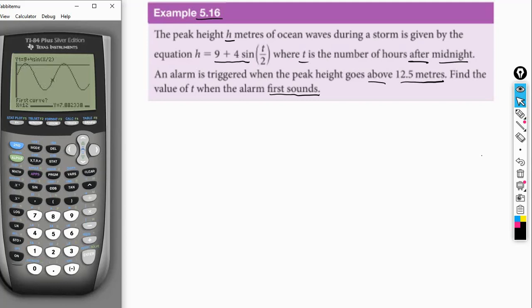So first curve, now we need to be careful because we need to be close to the actual intersect. So that's the first curve. Hit enter. Second curve, notice that it moved to the line. Hit enter again. Guess. And there it is. So t is going to equal 2.13 hours, and that's to three significant figures.